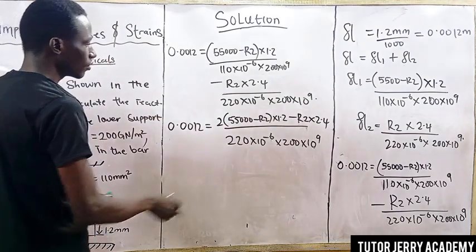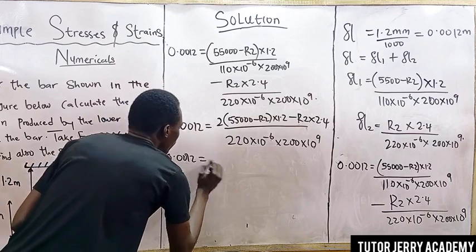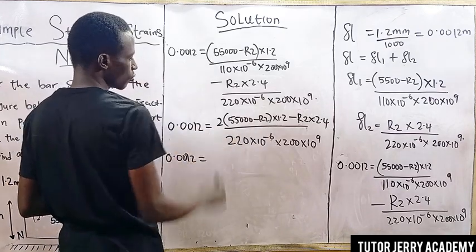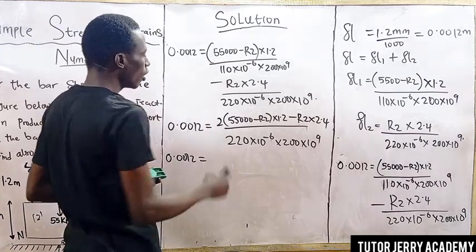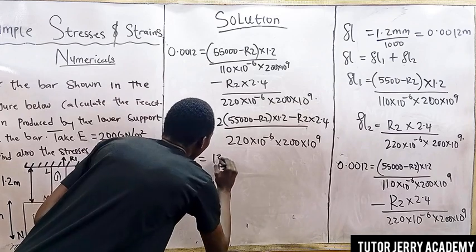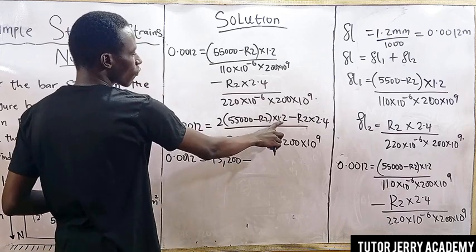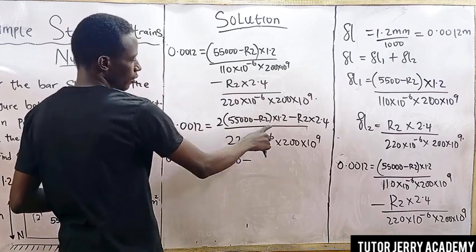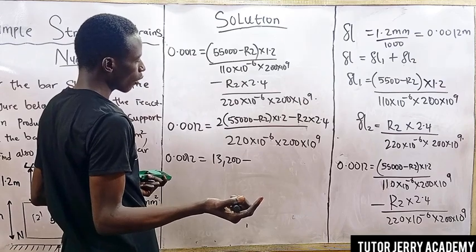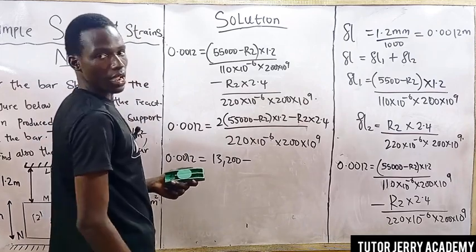So next, what should I be doing? I will clear this bracket. If I do that, I will have 0.0012 is equal to what? 2 times 5,500, 1.2 times 2. Of course, it's nothing but 2.4. 2.4 times 5,500 is 13,200. Minus, what do I have? Don't forget I have 1.2 multiplied by 2, which is 2.4. So 2.4 multiplied by R2, what will I have?